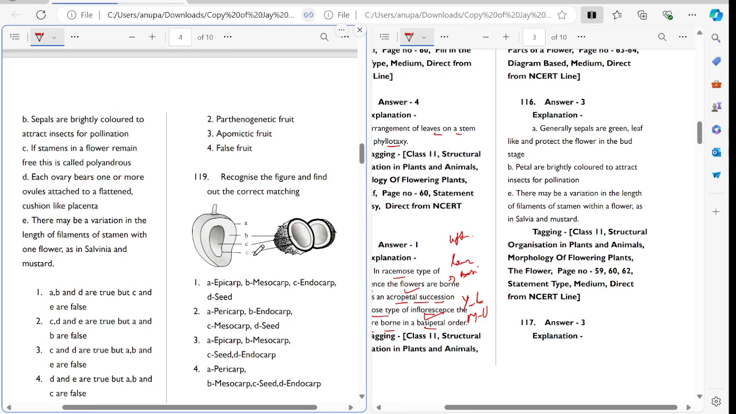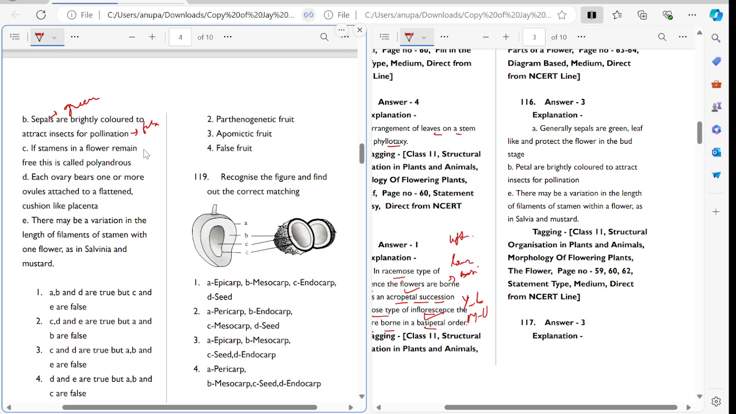Let's move to the next statement. The next statement is: sepals are brightly colored to attract insects for pollination. This is also wrong because sepals are green in color, and they protect the buds. So this statement is also false. Then move to the next statement.